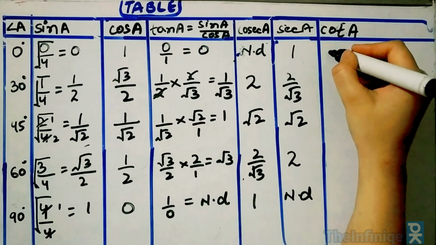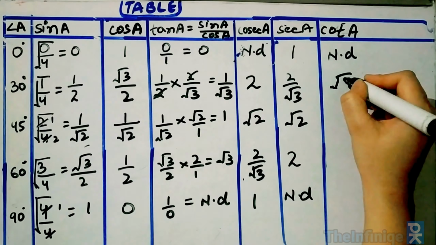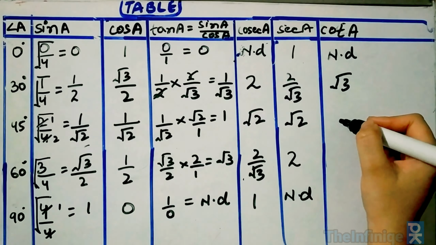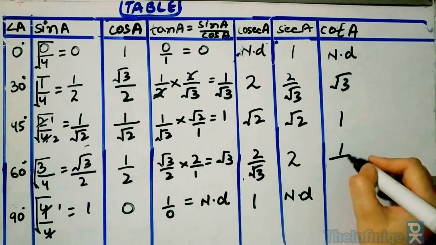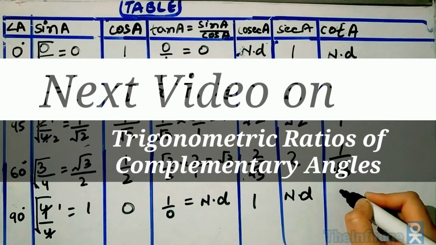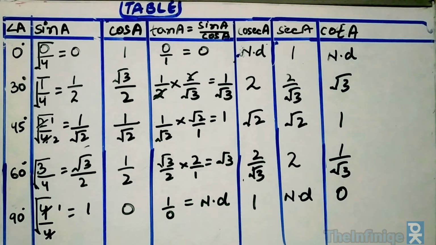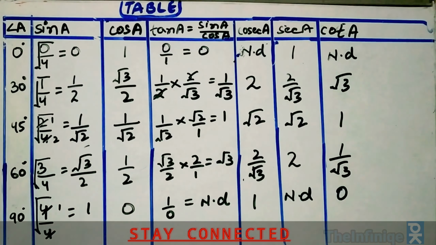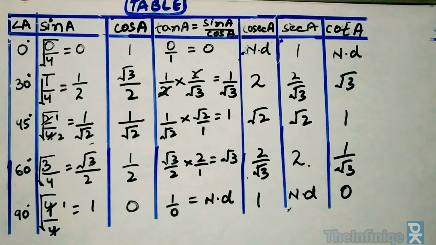And cot A is equal to not defined. Cot 30 degree is root 3. Cot 45 degree is 1. Cot 60 degree is 1 upon root 3. And cot 90 degree is 0. So from the table we can observe that as angle A increases from 0 degree to 90 degree, sin A increases from 0 to 1, and cos A decreases from 1 to 0.